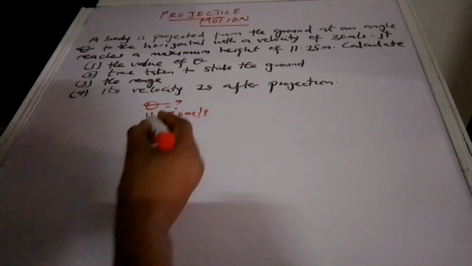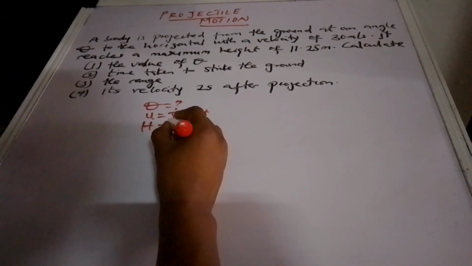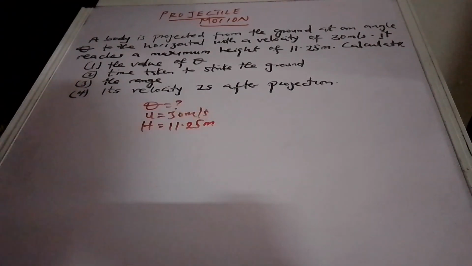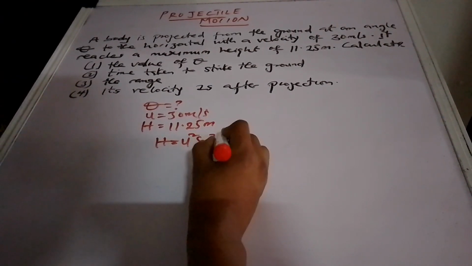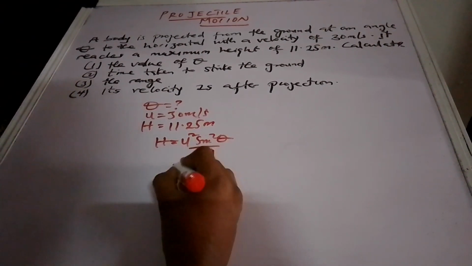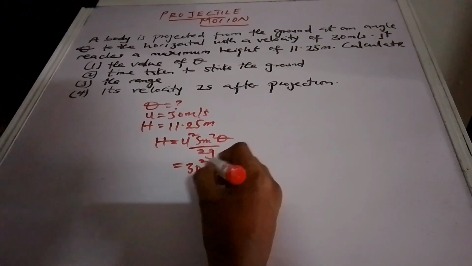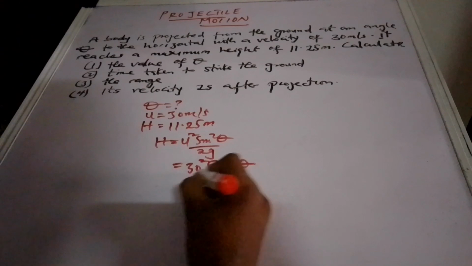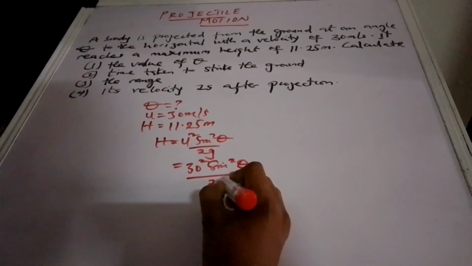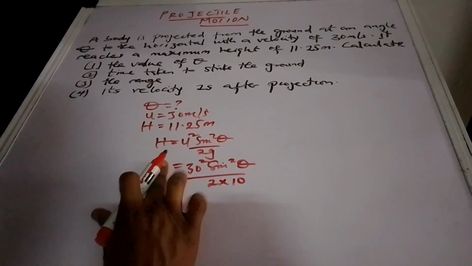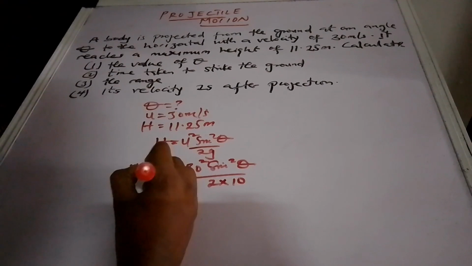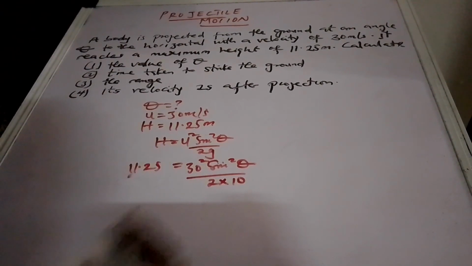It reaches the maximum height. We are given our maximum height to be 11.25 meters. Then calculate the value of theta. So to calculate the value of theta, since we are given maximum height, we just say h equals u squared sine squared theta over 2g. And what's our u? That is 30 squared sine squared of theta over 2g. And let's take our g to be 10. Remember that is our h, and our h already has a value, that is 11.25. Now let's cross multiply.